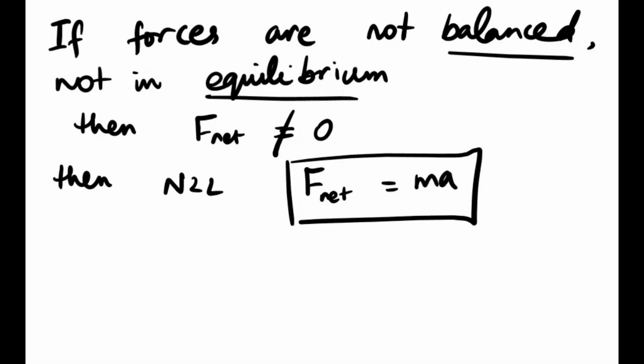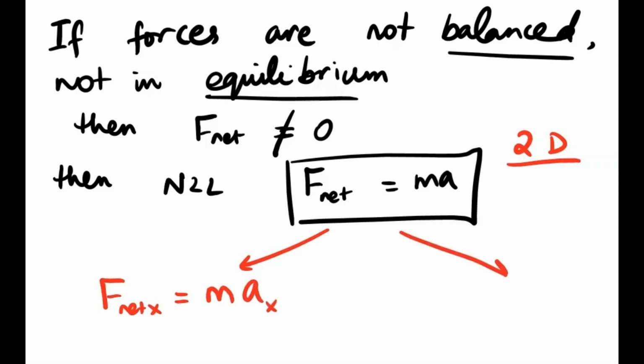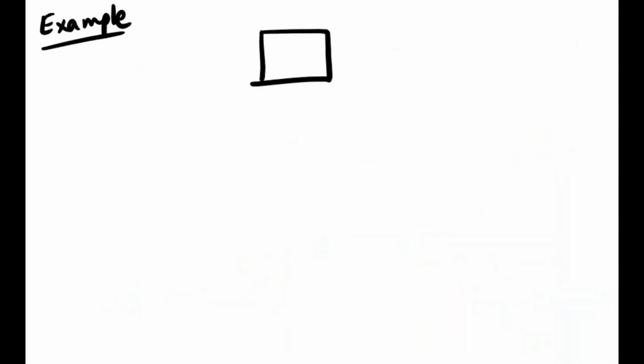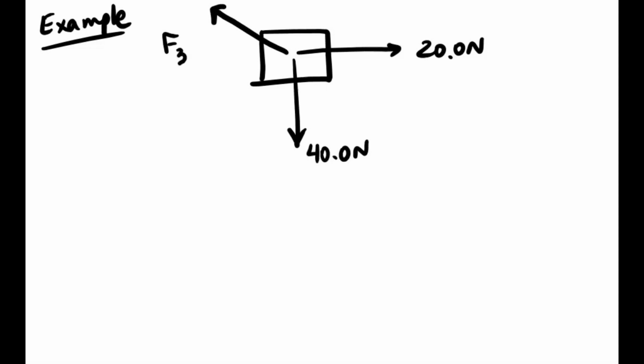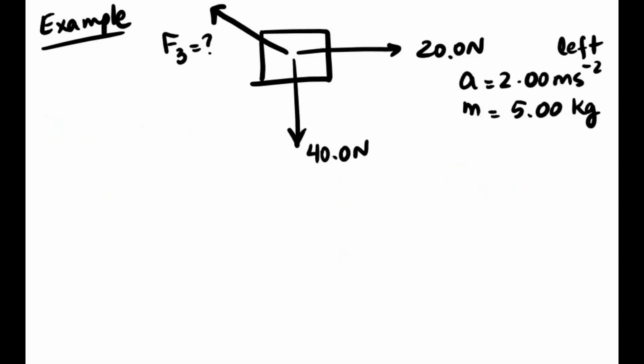But what we have to do in 2 dimensions is going to be slightly different. We have to break it down or split it up into 2 parts. One is along the horizontal direction and the other one is along the vertical direction. So let's do an example to help us understand this. Let's say we have 20 newtons to the right and 40 newtons going down, and I have an F3 force, and this force that is being applied is causing an acceleration of 2 meters per second squared towards the left on a mass of 5 kilograms.